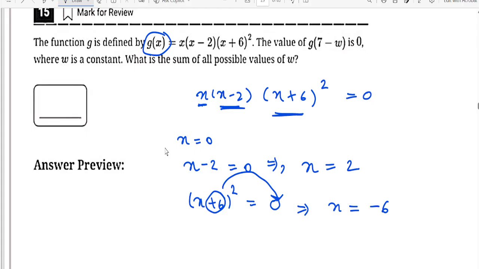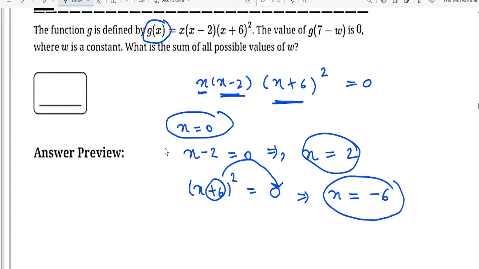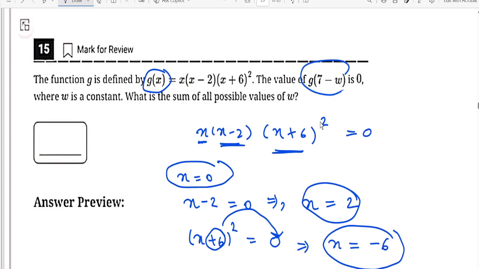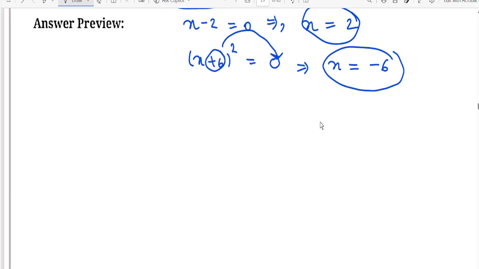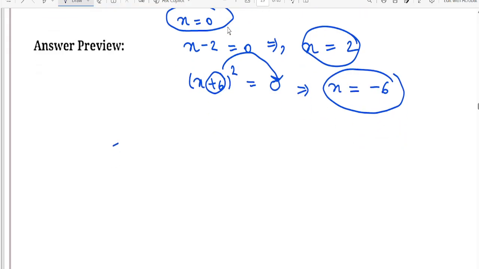So the roots of the given function are 3, which are x equals 0, 2 and negative 6, right? Now we have to solve for the possible values of w. Because we have to find g of 7 minus w, we are going to set 7 minus w equal to each of the roots and solve for w. So first, because the first root is x equals 0, we set 7 minus w equal to 0. From here, if I move w to this side, this will give me w equals 7, right? I got one value of w.